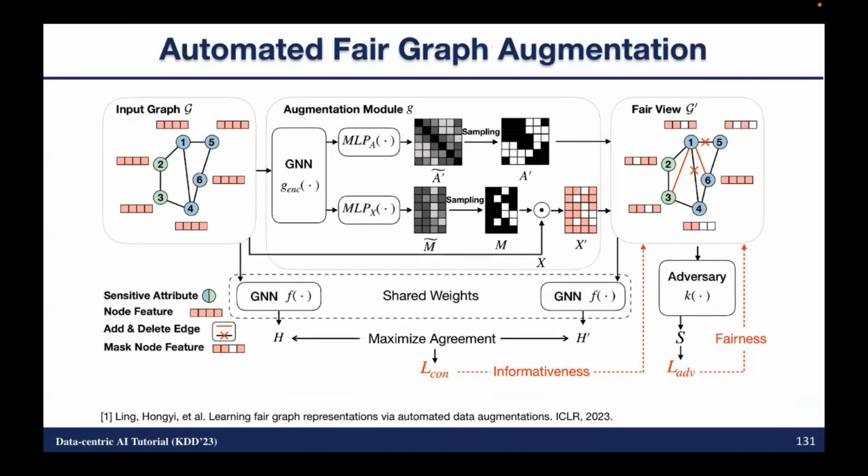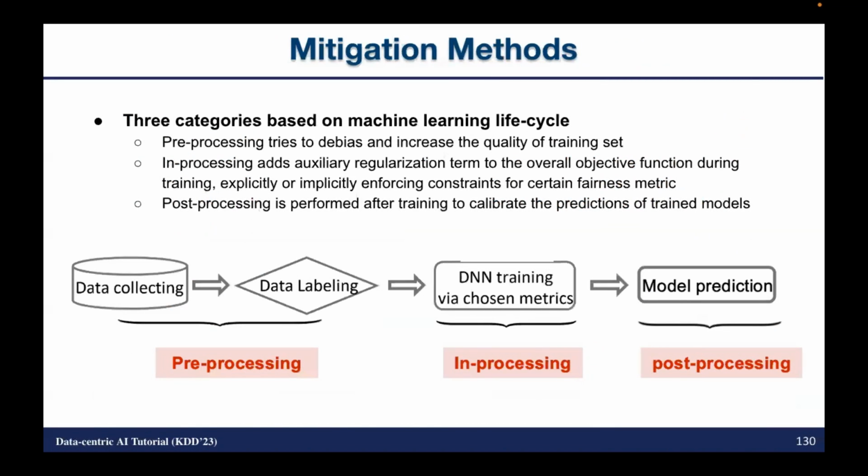So there are 3 categories of mitigation methods to help us reduce the bias from the data perspective. The first one is the pre-processing method, the second one is the in-processing mitigation method, and the third one is the post-processing method. The pre-processing method focuses on the data perspective, it's more data-centric. In the in-processing method, we usually add some fairness regularization when we train the model, so it's more from the model's perspective. And in post-processing, we have already trained the model, and we just directly calibrate the output of the model.